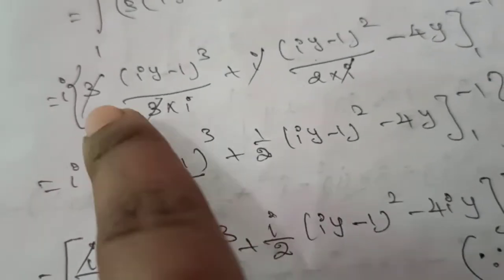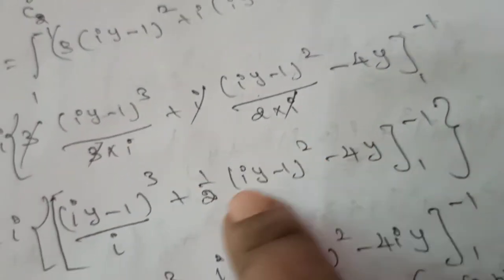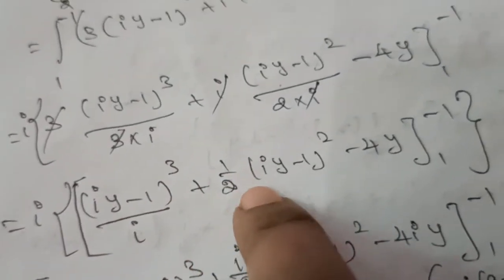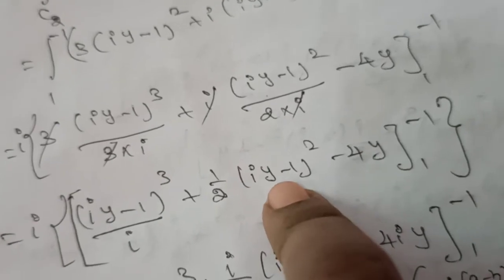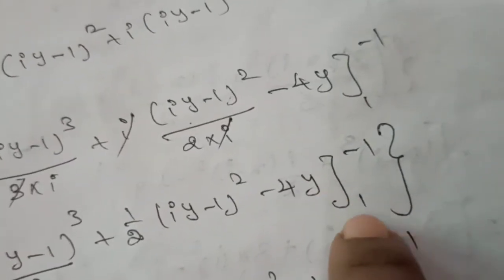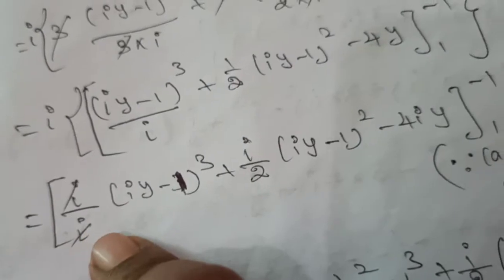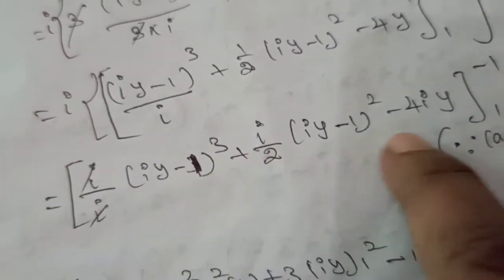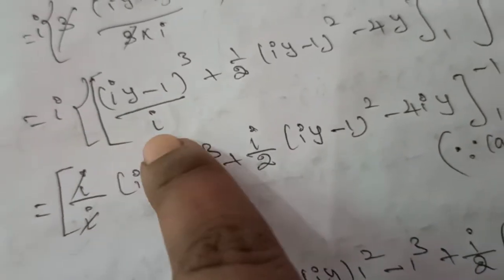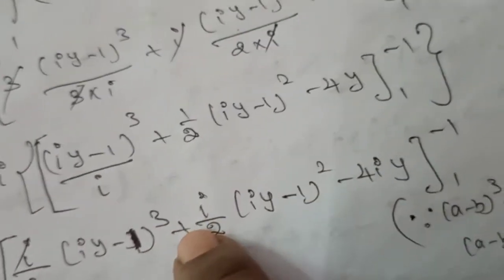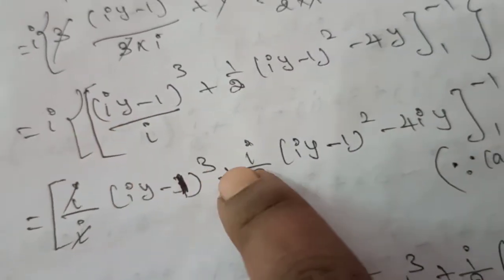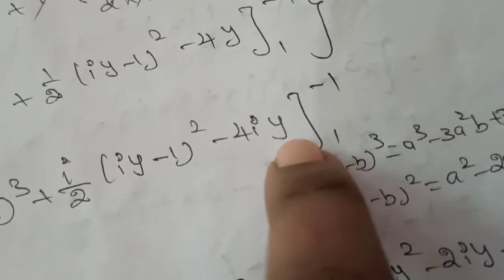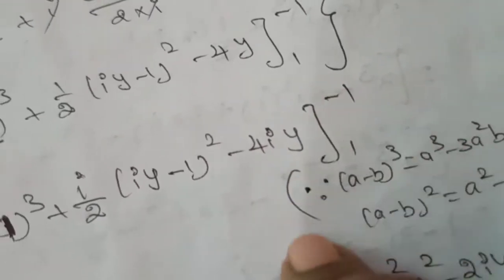Therefore i into, here the i values cancel in numerator and denominator, that is i into (iy minus 1) the whole cube divided by i plus 1 by 2 into (iy minus 1) the whole square minus 4y, the limits 1 to minus 1. Okay, next the outside i values multiply inside: i divided by i into (iy minus 1) the whole cube plus 1 into i, I can write i divided by 2 into (iy minus 1) the whole square minus 4iy, the limits 1 to minus 1.